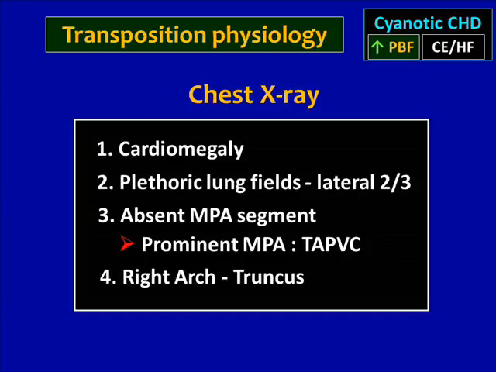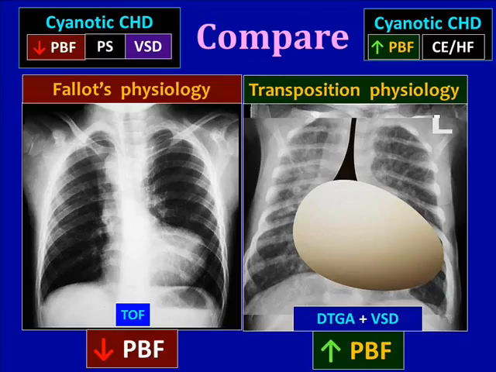Further, some of these patients have right aortic arch. In a patient with increased pulmonary blood flow, if there is a right aortic arch, it most commonly indicates truncus arteriosus. So this is a chest X-ray comparison.